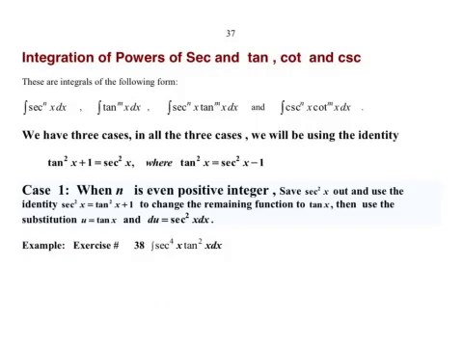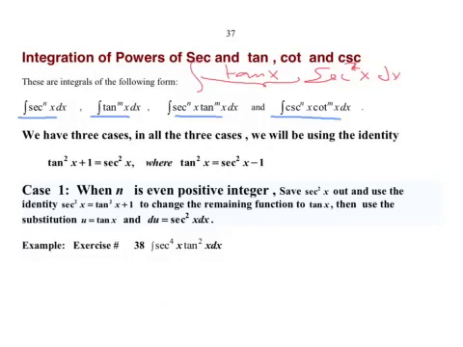Now this is integration of powers of secant and tan, or cotan and cosecant, which are of these forms. The technique is similar to powers of sine and cosine, except here we are going to save out the secant square x, which is the derivative of tan, so we are going to change the remaining function into tan and integrate using u and du, or we are going to save a secant tan out, and this is the derivative of secant, so we are going to change the remaining function into something to do with secant, and integrate.